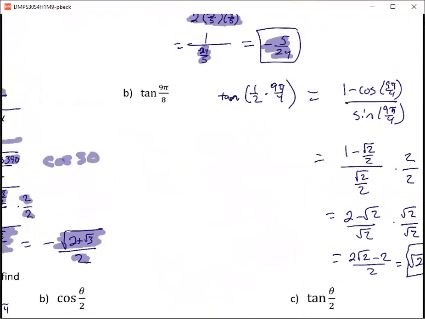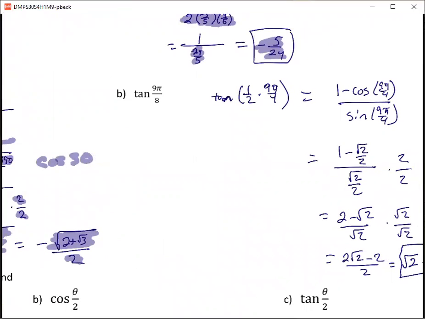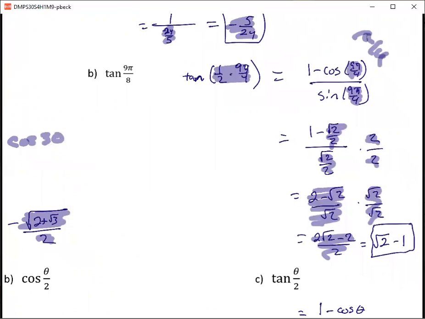For part B, tangent of 9 pi over 8, we could treat this as half of 9 pi over 4 to use the half angle formula. I told you I like to use that 1 minus cosine over the sine. And so 1 minus cosine over the sine, cosine of 9 pi over 4. That's coterminal with pi over 4. Therefore, square root of 2 over 2. And then when I multiply by 2, I will get this expression. So then I rationalize to get this expression, which if I factor out the 2 from the numerator, I get square root of 2 minus 1, which is how I get my overall answer.